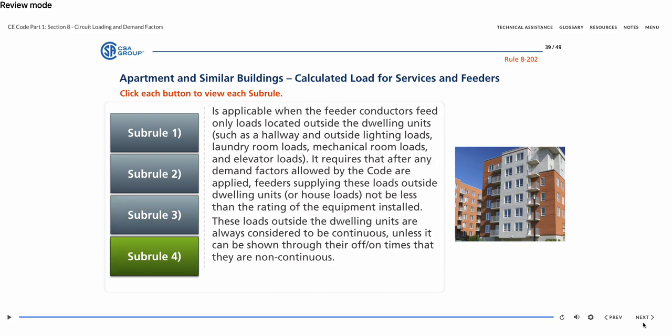Subrule 4 is applicable when the feeder conductors feed only loads located outside the dwelling units, such as hallway and outside lighting loads, laundry room loads, mechanical room loads, and elevator loads. It requires that, after any demand factors allowed by the code are applied, feeders supplying these loads outside dwelling units or house loads not be less than the rating of the equipment installed. These loads outside the dwelling units are always considered to be continuous, unless it can be shown through their off or on times that they are non-continuous.